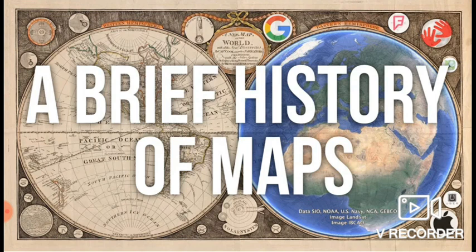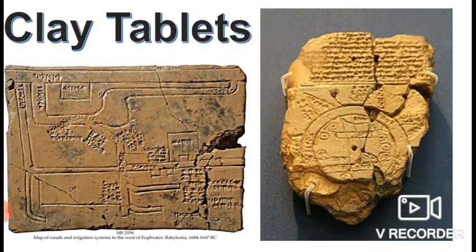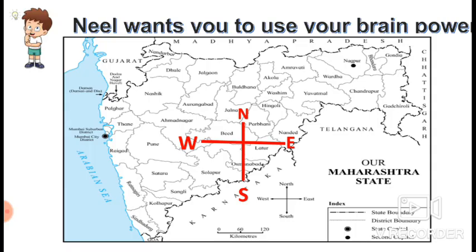We draw maps on paper. The oldest known maps are preserved on Babylonian clay tablets. Now we will see the map on page 83 of the EVS 1 textbook.